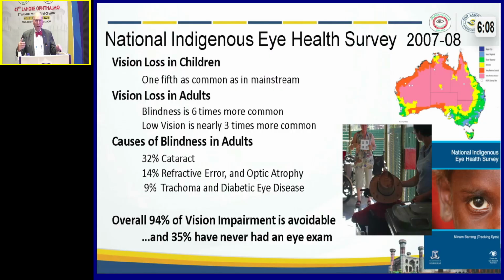Almost 30 years later, I did a national Indigenous eye health survey and found that vision loss in Aboriginal children was still one fifth as common as in the mainstream, but in adults they still had 6 times more blindness. This was due to cataract, uncorrected refractive error, trachoma and diabetic retinopathy. And 94% of the vision impairment was unnecessary. It was avoidable or treatable. And a third of people had never had an eye exam.